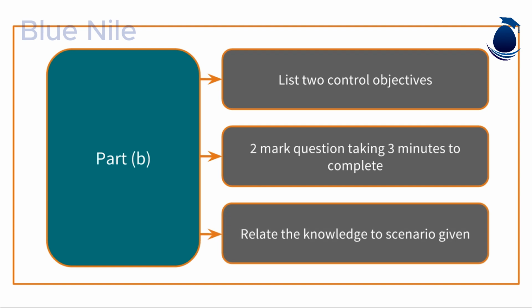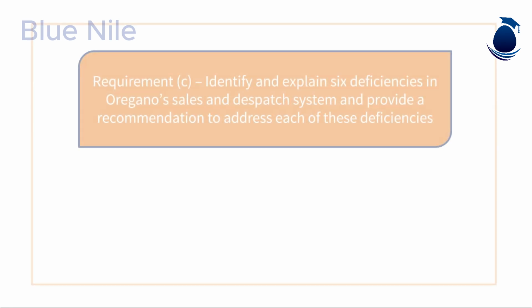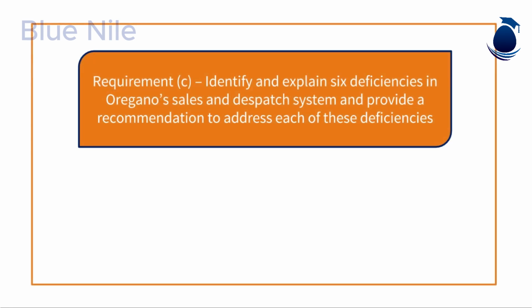given. Part C finally leans heavily on the scenario. It asks us to identify and explain 6 deficiencies in oregano's sales and dispatch system, and provide a recommendation to address each of these deficiencies.